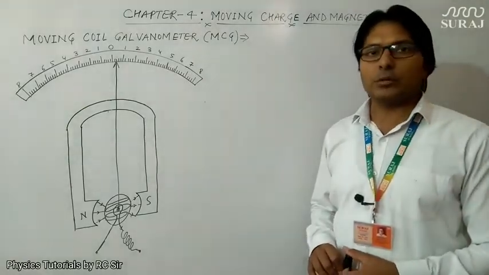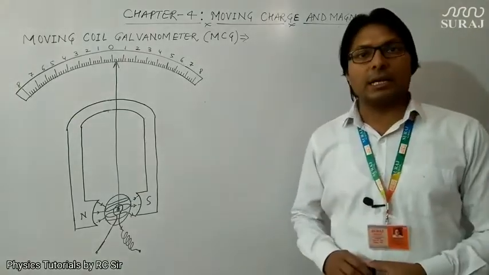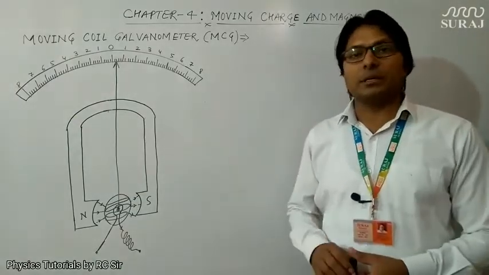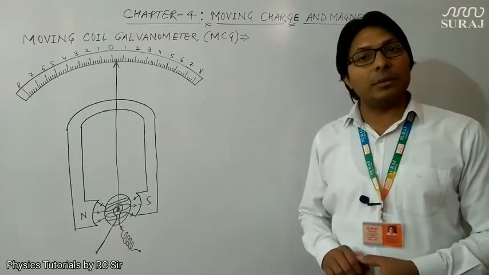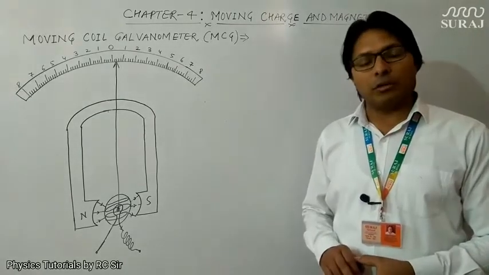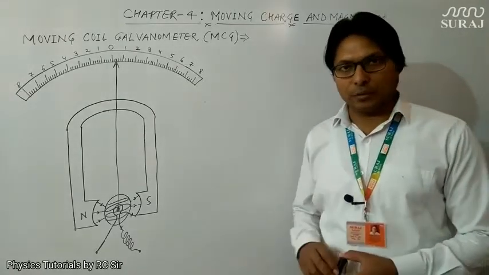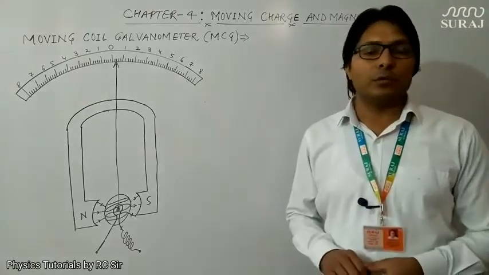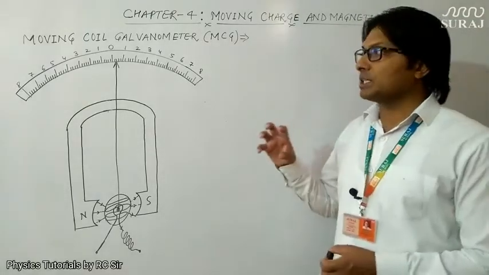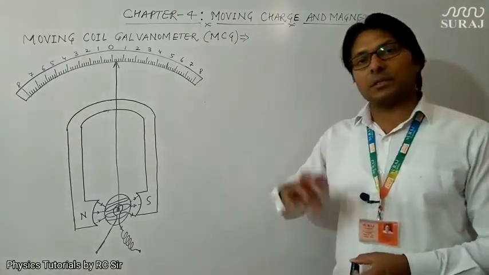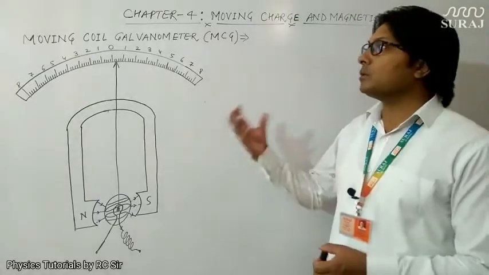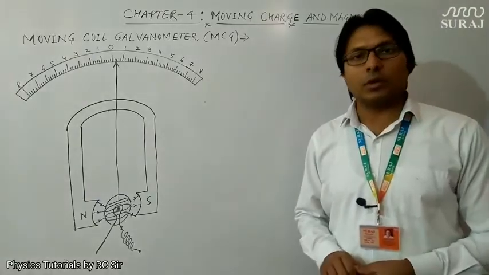But here we are going to discuss it in detail, and how the galvanometer can be converted into an ammeter and voltmeter we will discuss in the next video. In this video we are going to discuss the principle, the construction, and how the moving coil galvanometer actually works.